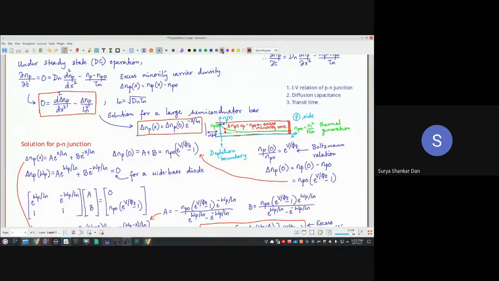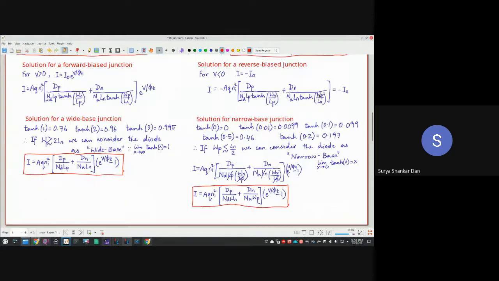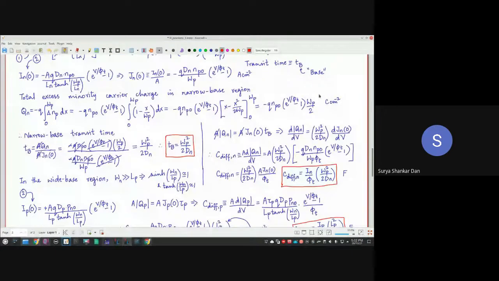We have already done the IV relation. Now we are trying to deal with the transit time. Then we will come to the diffusion capacitance. This transit time is going to determine the maximum operating frequency of the device itself. The actual performance of the circuit will be even less than the device performance, because whatever we are doing right now doesn't take into account the parasitics involved. We are not taking into account the interconnect delays involved.